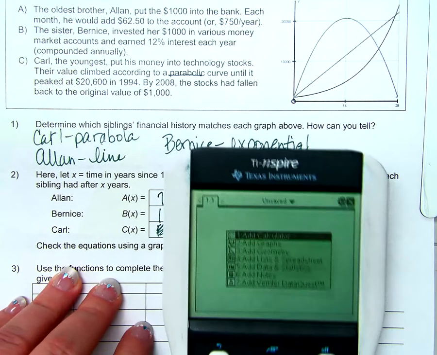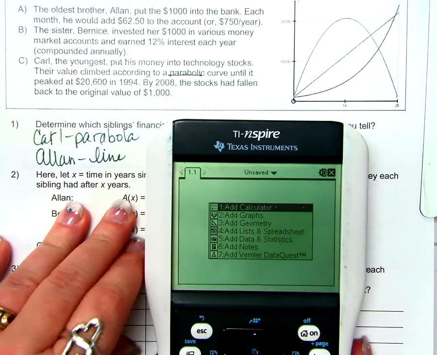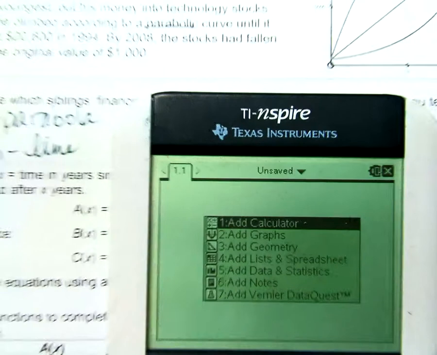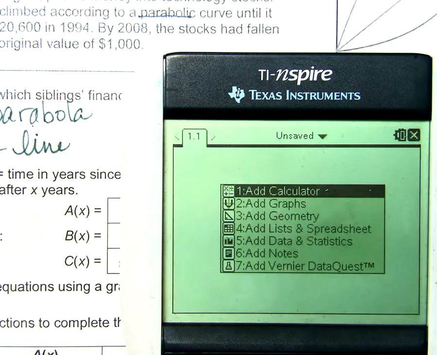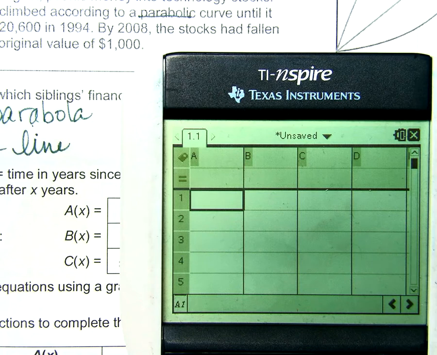So probably the easiest way for us would be a regression, wouldn't it? So let's remember how to get the equation of regression. I'm going to zoom in just a little bit so you can see this a little bit better. We need to add a list in spreadsheets. And we know our x value is going to be years.